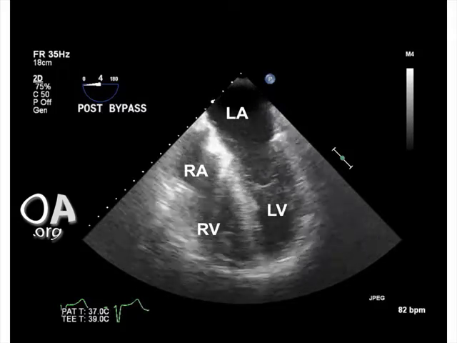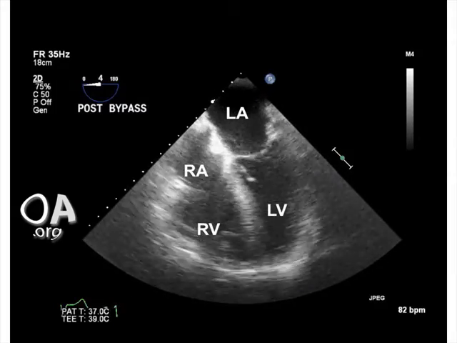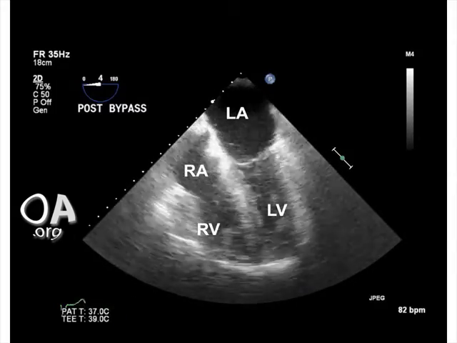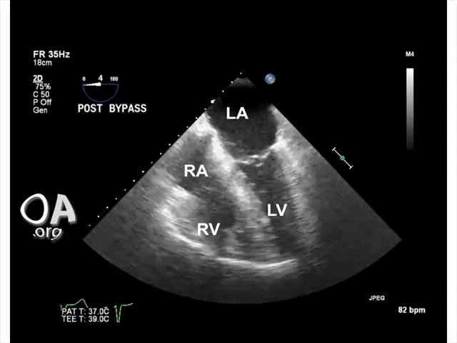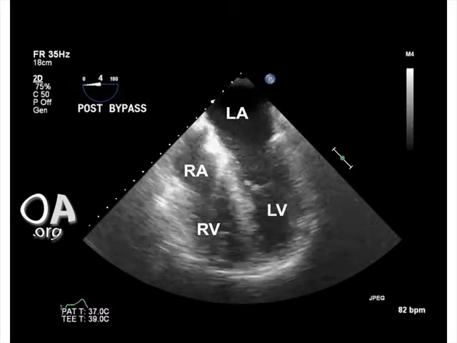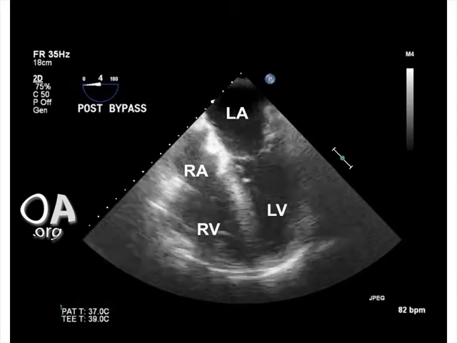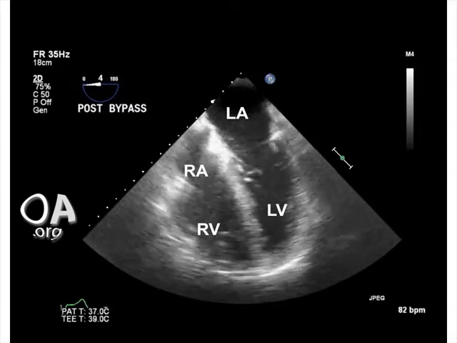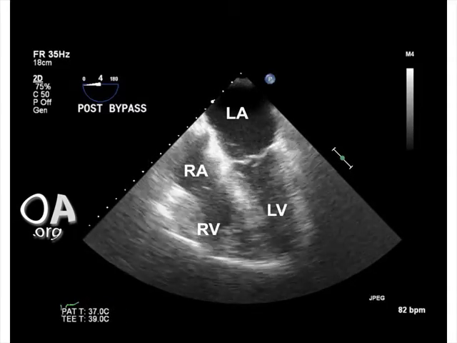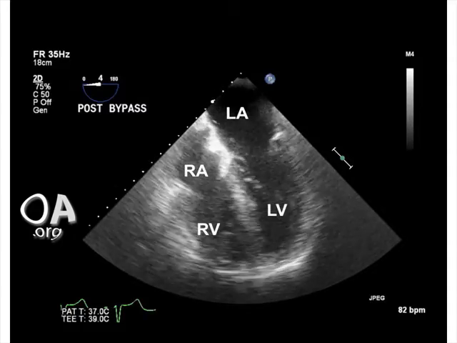Here is a post-bypass TEE in the mid-esophageal 4-chamber view with the chambers labeled. The large left atrial myxoma has been resected, and our patient's mitral valve leaflets and cardiac function appear normal. Only one view is shown of the mitral valve here, but it is important clinically to inspect the mitral valve leaflets in multiple views to assess for damage caused by the myxoma.